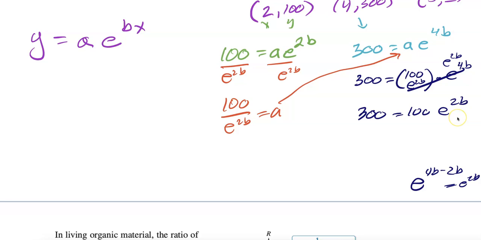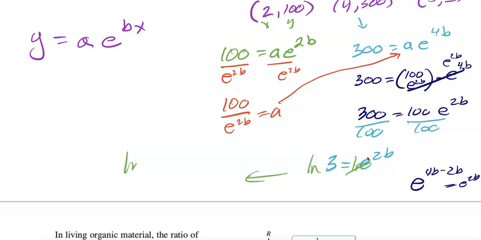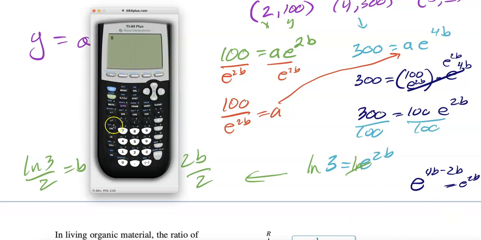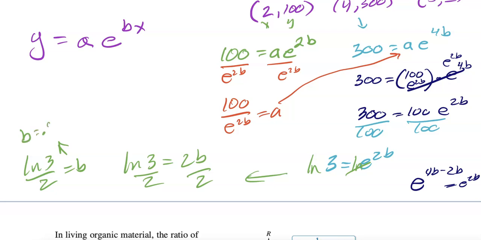Now we're just going to try to get e by itself, so let's divide by 100. You get 3 equals e to the 2b. Now remember, the way you get rid of e's is you take the natural log of both sides. Natural log and natural log, these cancel out. You get natural log of 3 equals 2b, and then you divide by 2. So natural log of 3 over 2 equals b, which is just a decimal. We put that in our calculator: natural log of 3 divided by 2, and we get b equals 0.549.